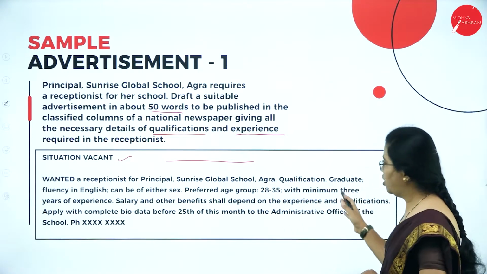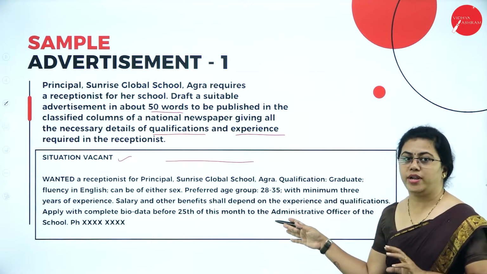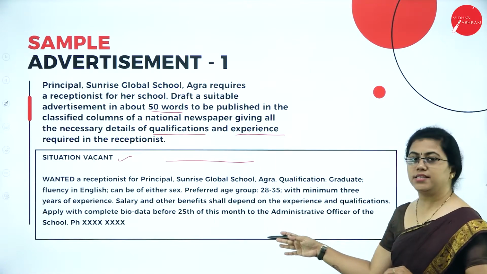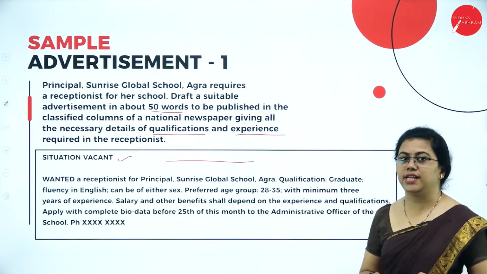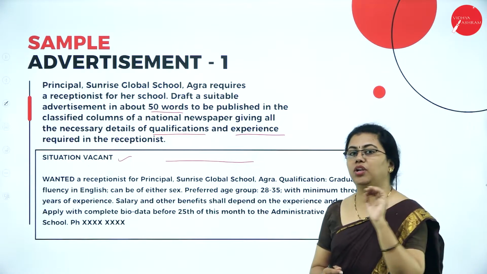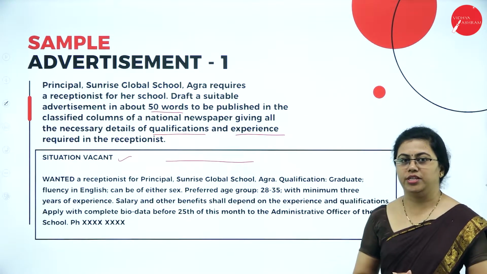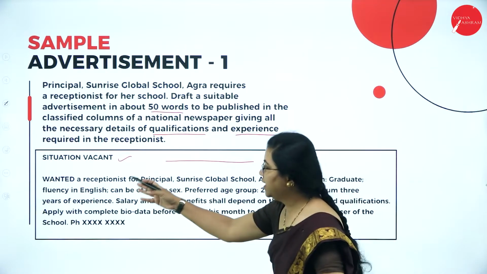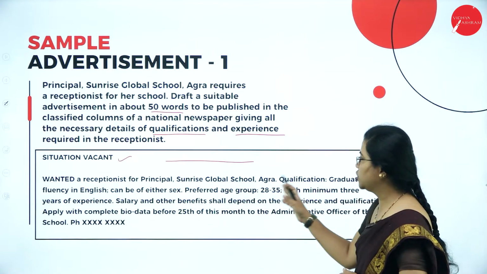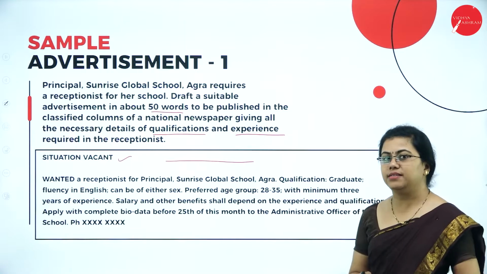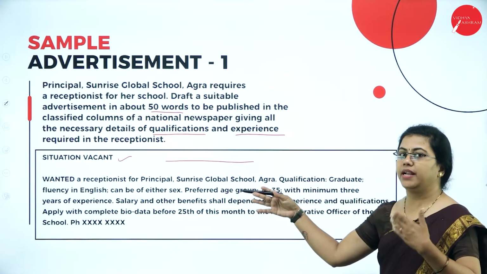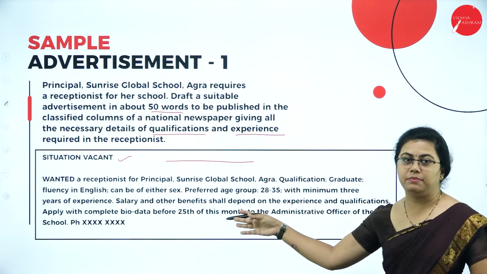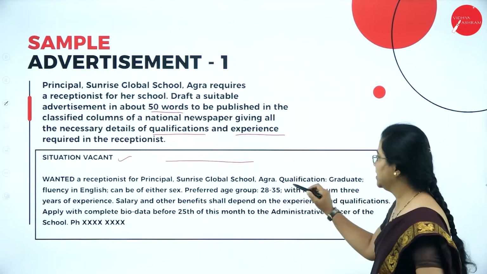You are not doing it point-wise. Please do not write it as points, because you have to write it in phrases, in short sentences and not complete sentences. You need not specify it in the way of points. So here: wanted a receptionist for Principal, Sunrise Global School, Agra. I have ended the sentence abruptly. This looks like a complete sentence, but it is not, though it gives complete meaning.